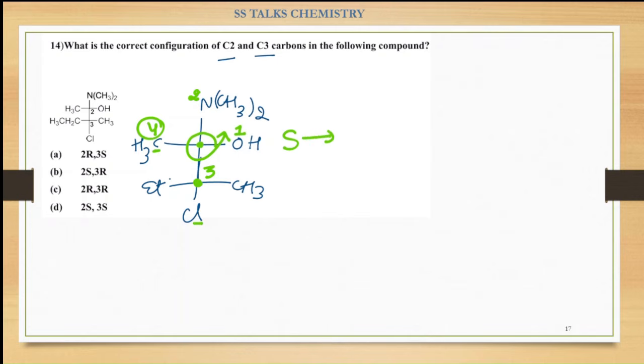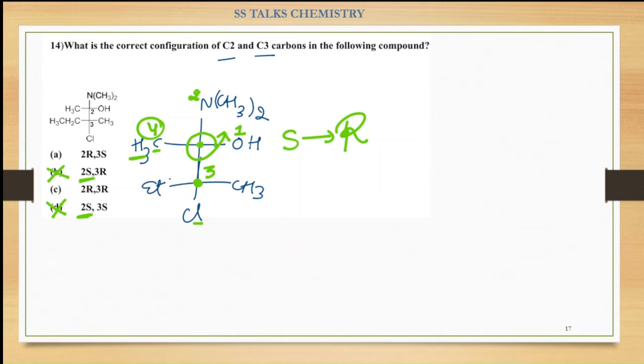But here you can see the fourth priority group is present on the horizontal line. So this configuration you have to change, and it will become the R configuration. That means at the second position I have the R configuration. So from this we can cancel out the second and the fourth option, because they say the S configuration at the second position, so that is not the correct one.